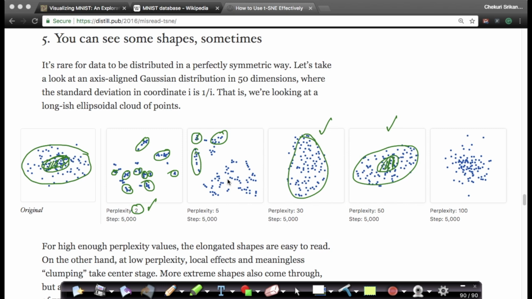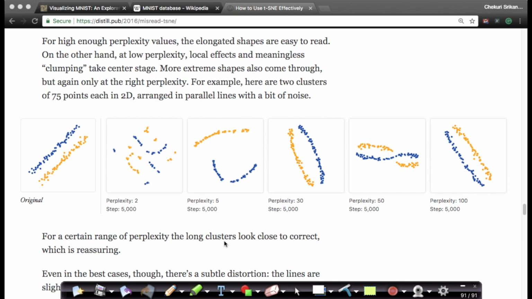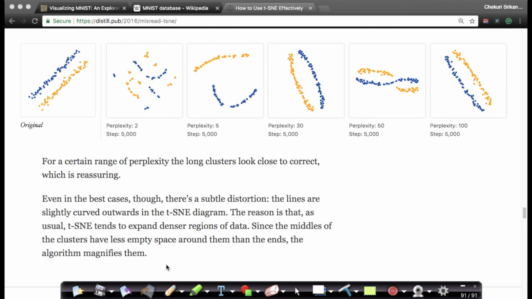The next very important thing is, imagine I have a data set like this. This is very, very interesting again. This is my original data set, so I have my blue points like a line, and I have my orange points like parallel lines. These are called parallel line data sets, basically data points which are parallel to each other. Now, when I have small perplexity, everything goes crazy.